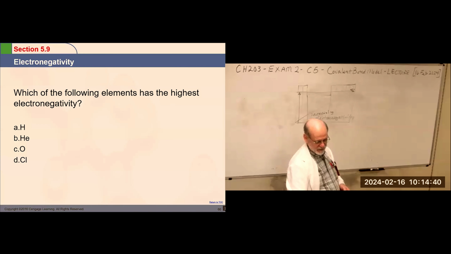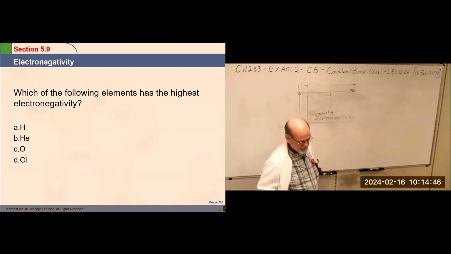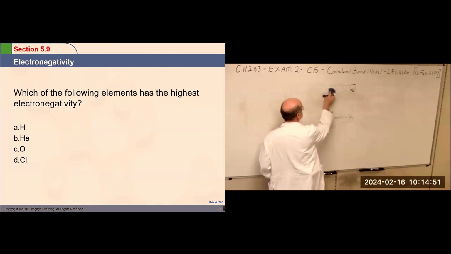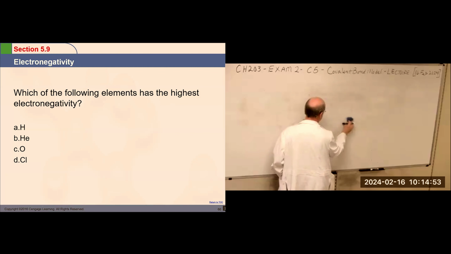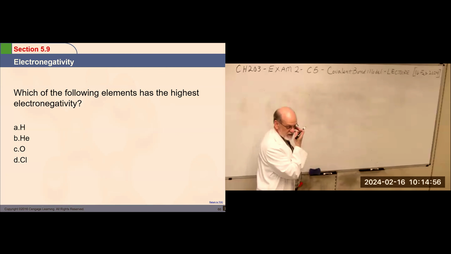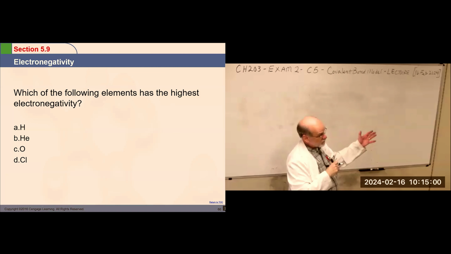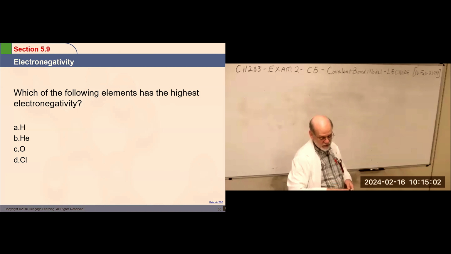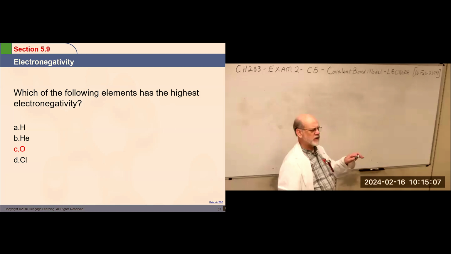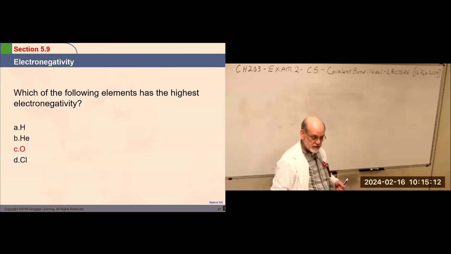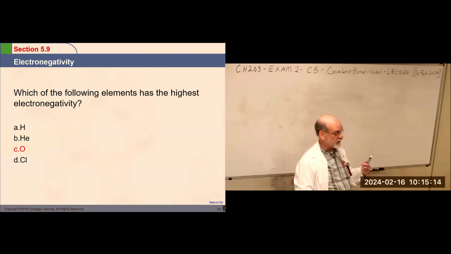All right. Which of these has the highest electronegativity? Well, we discount the noble gases. So we're only concerned with hydrogen, oxygen, and chlorine. If we look from left to right, chlorine should have the strongest. Oh, oxygen's the strongest. Oh, chlorine's below oxygen. Yeah. Chlorine's below oxygen, so it would have a lesser pull than oxygen.